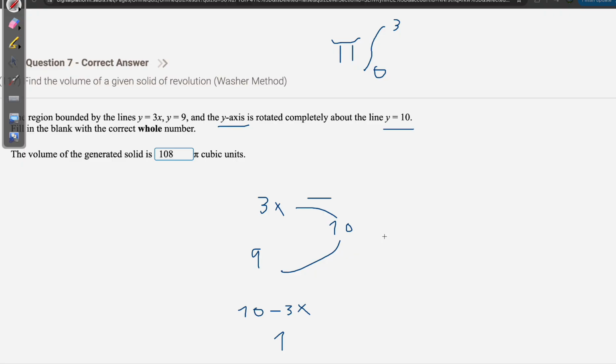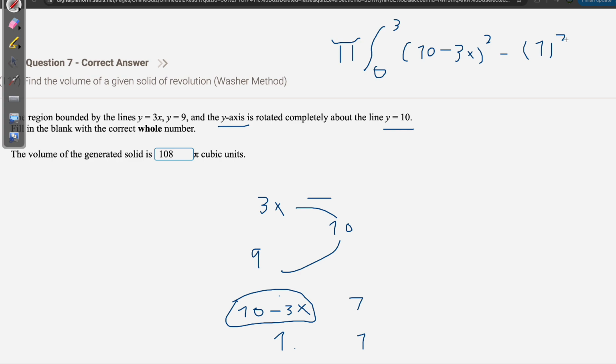Let's substitute a number between the limits in one of these two so we can figure out which one is big or small r. Let's take 1. So here we get 7, here we get 1. Of course 7 is bigger, so we're going to take this as big R and then 1 is small r. So we're going to do 10 minus 3x squared minus 1 squared. Sorry for wasting your guys' time.